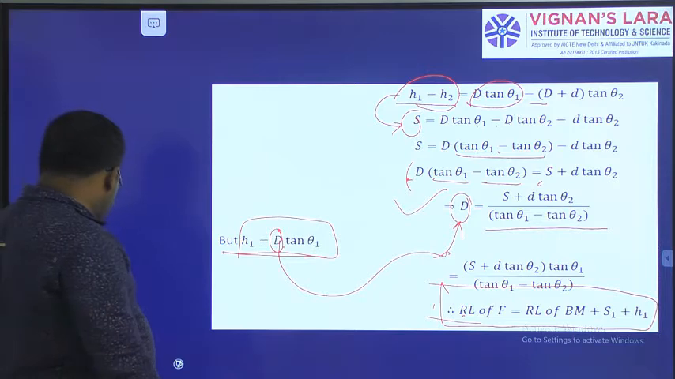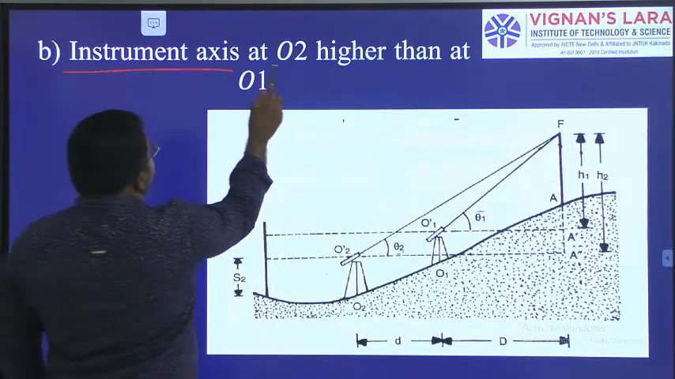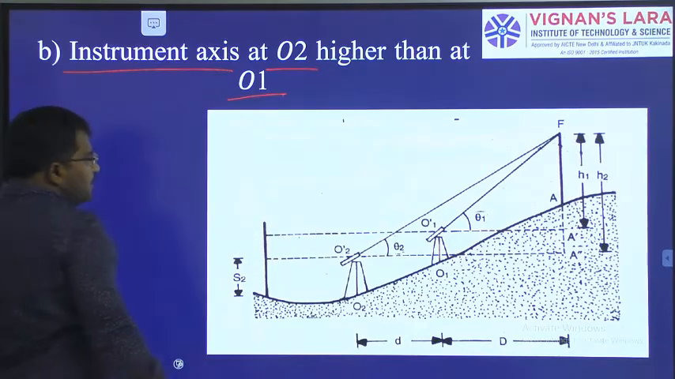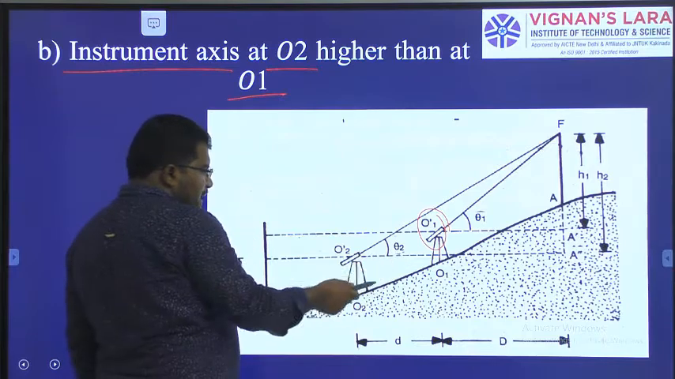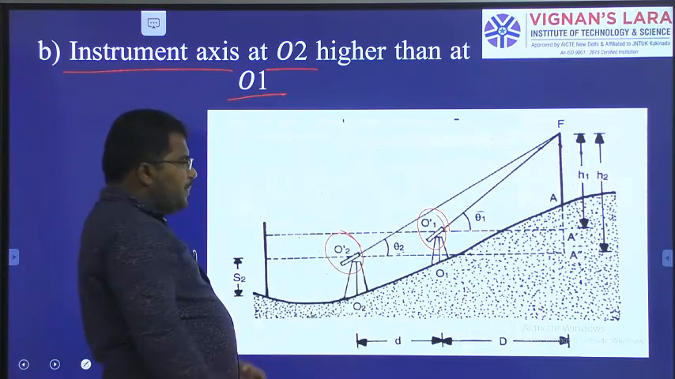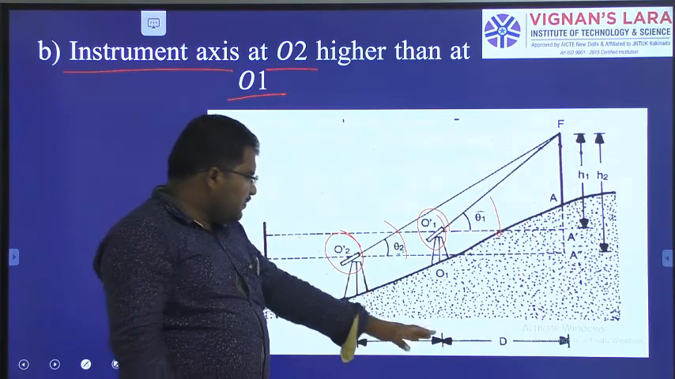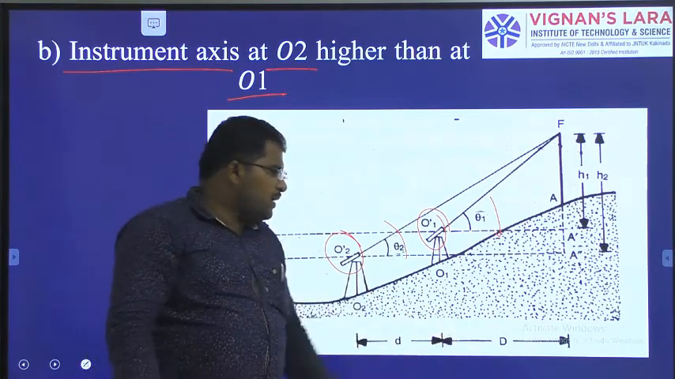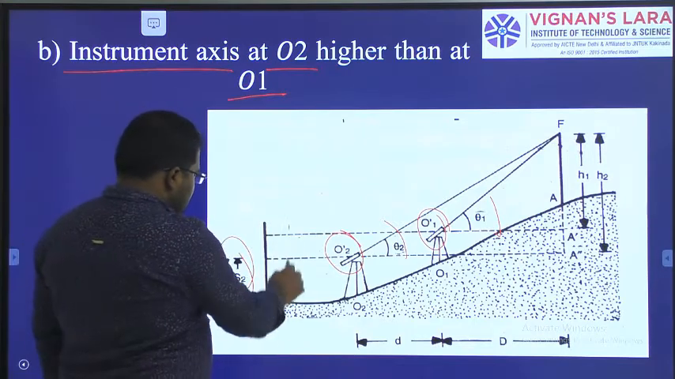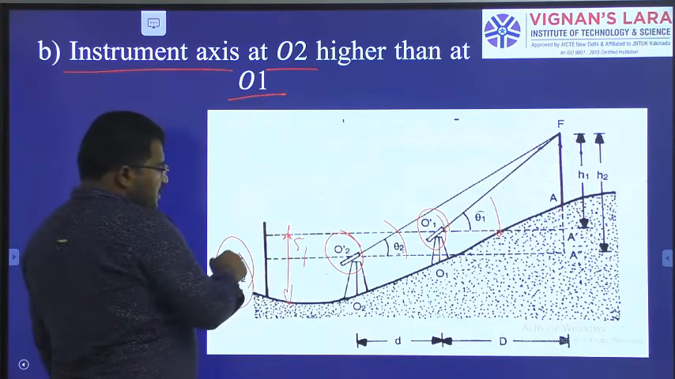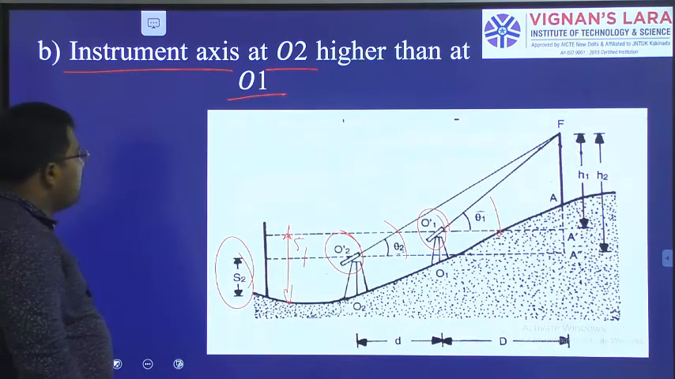Okay. So this is case 1 in the second thing. And next, case B, the instrument O2 is higher than O1. Okay. So here you can see O1 is higher than O2. From here, theta 1, here theta 2, the difference between these two is small d, and this will be capital D, right? We have S1, in this case this is S1, this will be S2, and H1 and H2. Okay. So the same procedure will follow.